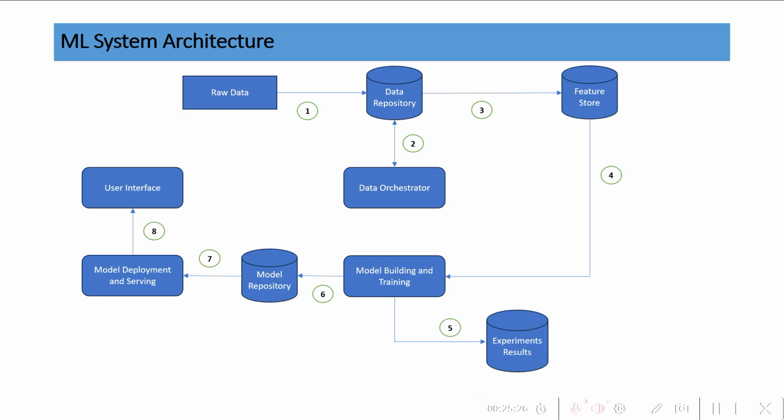After the model building and training is done, we store the experiment results in the experiment store and the models in the model registry, and from there the model is deployed and ready for serving. Then that model serving is integrated into the user dashboard for everyone's view in a collaborative way.